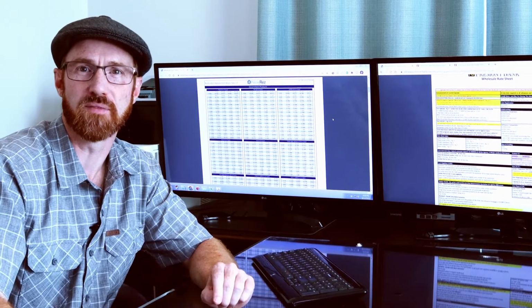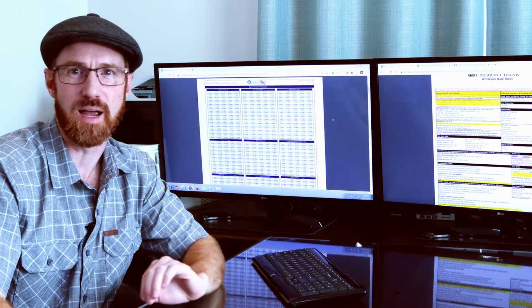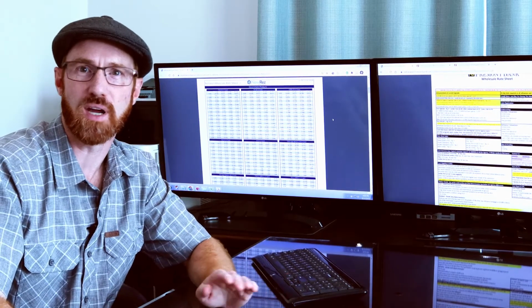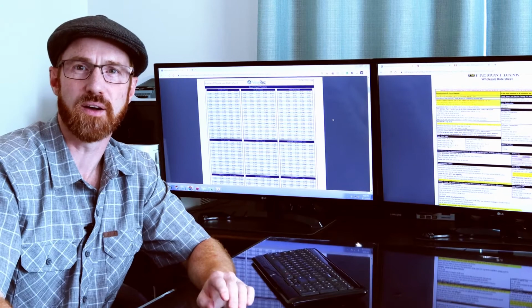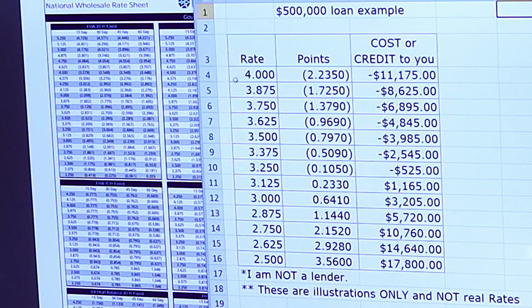Let me show you a simplified illustration. Now, these are not actual rates. I am not a lender. This is just to show you kind of how it works. This scenario is a $500,000 loan. What you can see here is that there are a variety of different rates available, all the way up to 4% and all the way down to 2.5%.